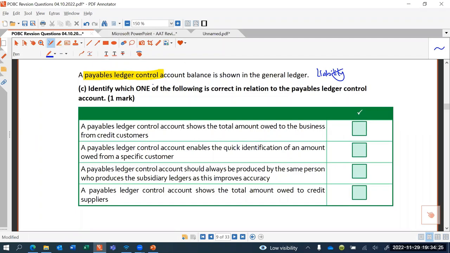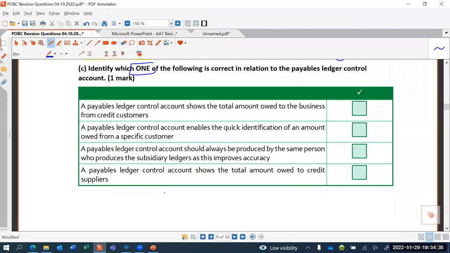And the question wants to know which one of the following is correct in relation to this payables ledger control. So let's just have a read through the options. A payables ledger control account shows the total amount owed to the business from credit customers. Now that's a problem, isn't it? Because it doesn't actually talk about credit customers. It talks about suppliers. So that is definitely wrong. It's the credit customers part there makes it wrong.